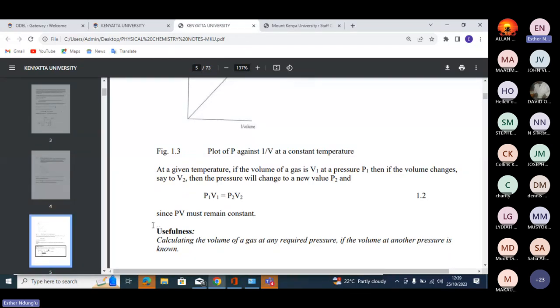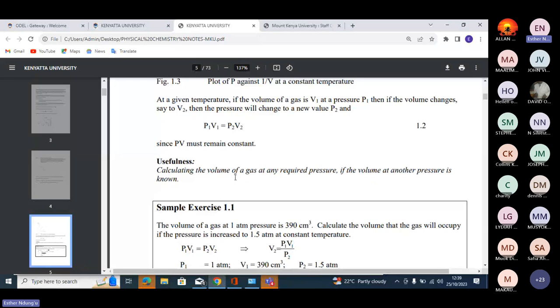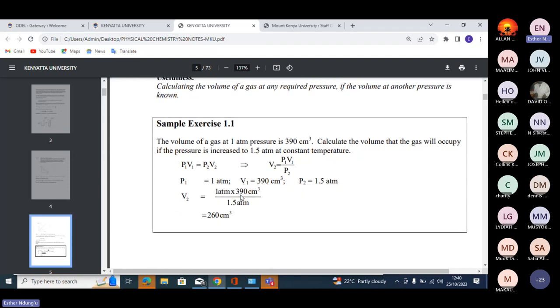Now, the usefulness of Boyle's law is to help us calculate the volume of a gas at any given pressure if the other volume or the other pressure is known. For example, the volume of a gas at 1 atmosphere is 390. So pressure 1 is 1 atmosphere, volume 1 is 390. Calculate the volume that the gas will occupy if the pressure is increased to 1.5 atmospheres. So pressure 2 is 1.5, volume 2 is X.